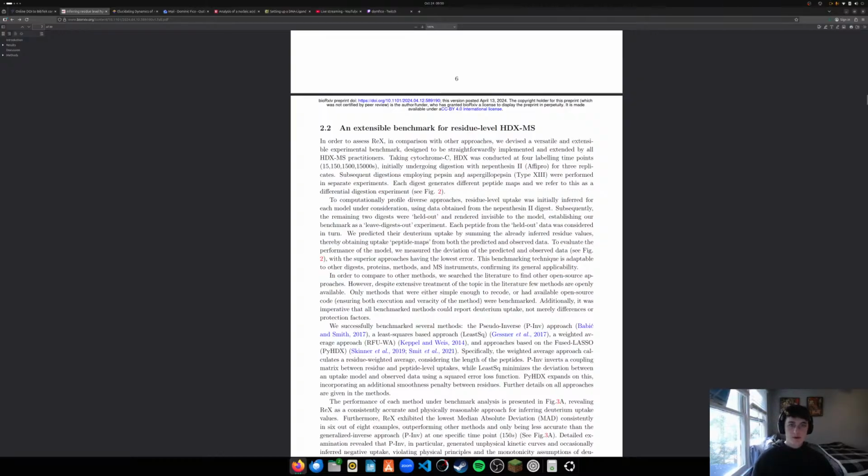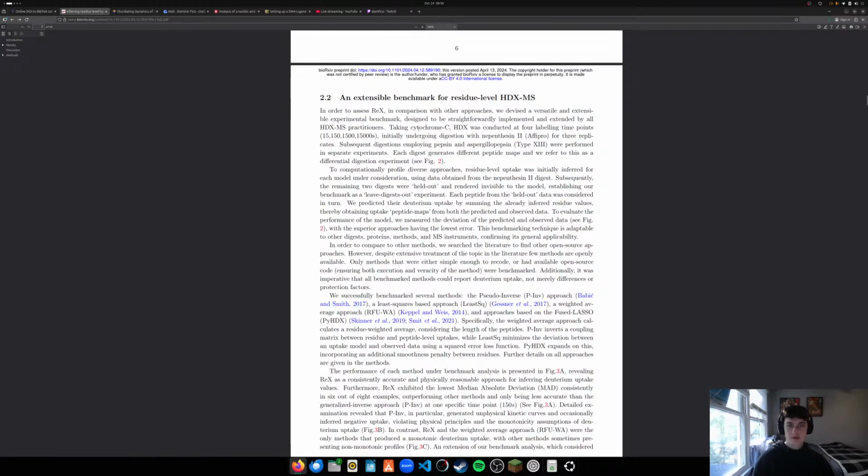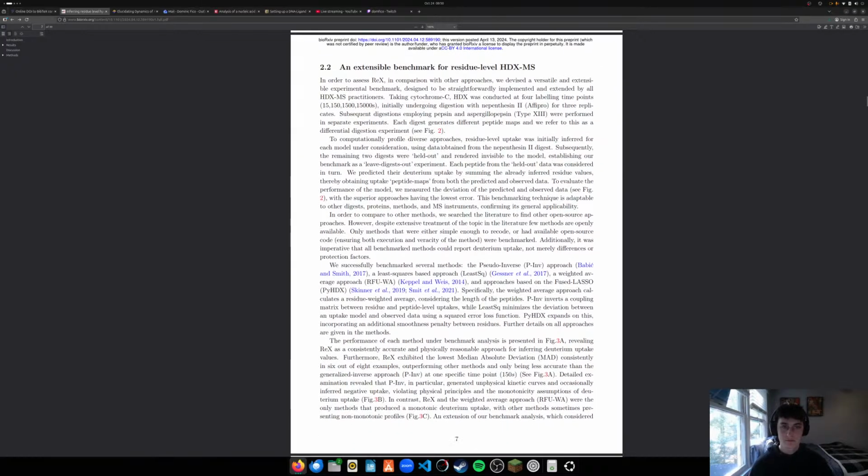An extensible benchmark for residue level. In order to assess in comparison with other approaches, we devise a versatile and extensible experimental design to be straightforwardly extended by others. Nice. I use that same thing, I think. Subsequent digestions and pooling performed generates different... See figure 2. Could I use theirs? I wonder, because this is on GitHub.